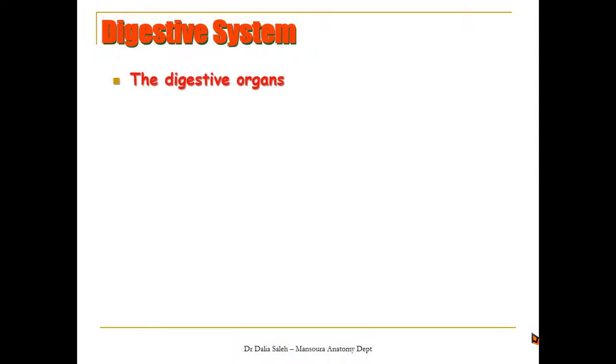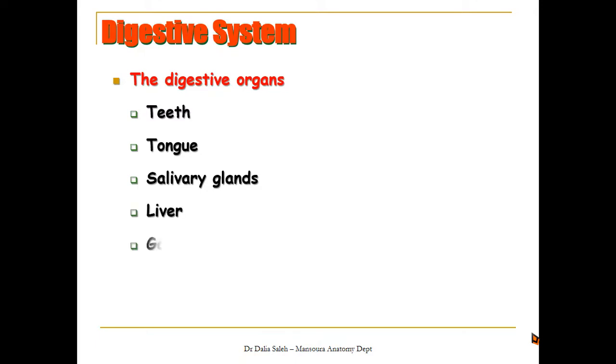While for the accessory digestive organs, there is no entrance of food inside these organs. They just add some secretions that help in the process of digestion. They are the teeth, the tongue, the salivary glands, the liver, the gallbladder, and the pancreas.